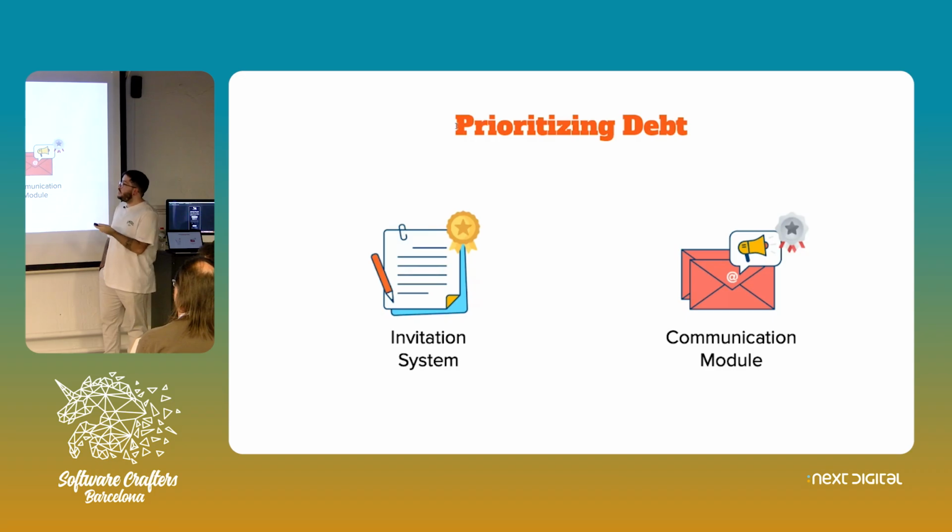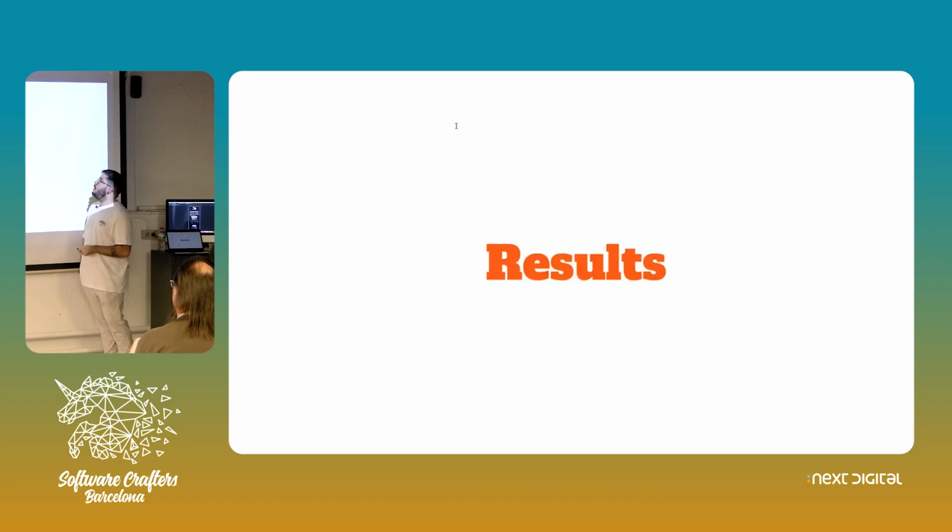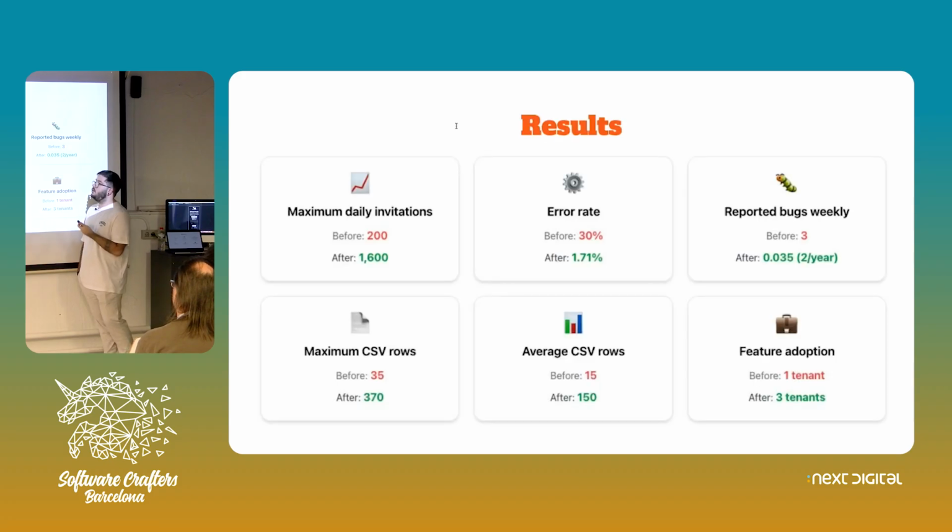So we started with the invitation system, and we have the communication module as a substitute in case the invitation system works really well for this semester. And fast forward a year after completing everything, and these are the results.